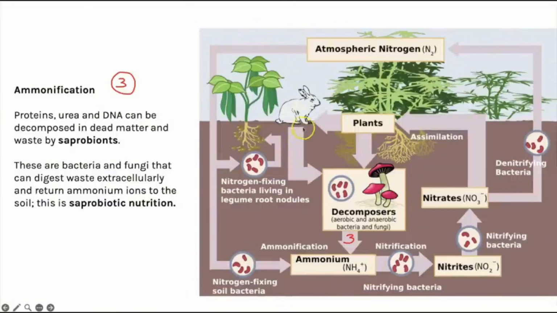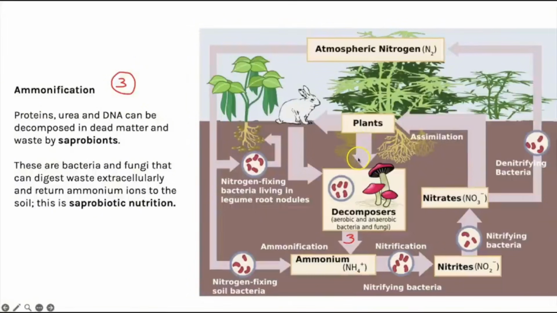Ammonification links to the death and decomposition of animals and the decomposition of plants. But here is where you have to be really particular with your language to get the mark. You have to name the molecule that would be in the dead animal or plant or in the waste. You can't just say a dead animal or plant is broken down. So for example, proteins in a dead animal or proteins in a dead plant, urea, which is an example of the waste, or DNA in the dead animal or plant, you'd have to name it.